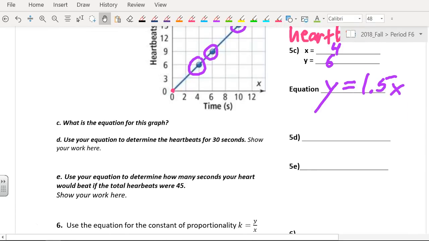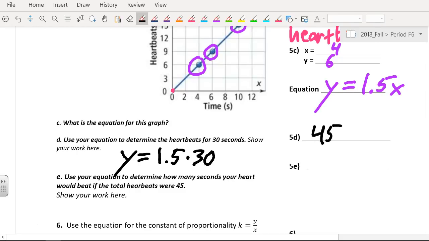All right, use your equation determined. Now, if you don't use your equation, I'm not a super stickler on this. Maybe other teachers are. But here's the deal. Y equals 1.5 times the number of seconds, right? So, we're going to do 1.5 times 30. And 1.5 times 30 is 45. So we would say y equals 1.5 times 30 heartbeats, because it's asking for the heartbeats.